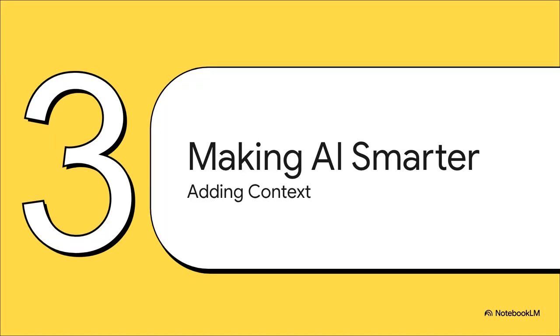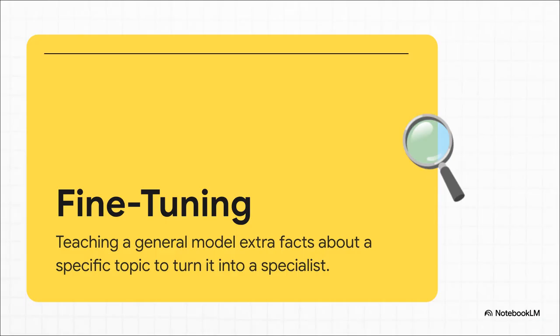All right, so a base model that's read the whole internet is amazing, but it's a generalist. It knows a little about everything. What if you need a real expert? In this section, we'll see how we give AI more specific knowledge and up-to-the-minute context to make its answers actually useful. The first way we do this is called fine-tuning.